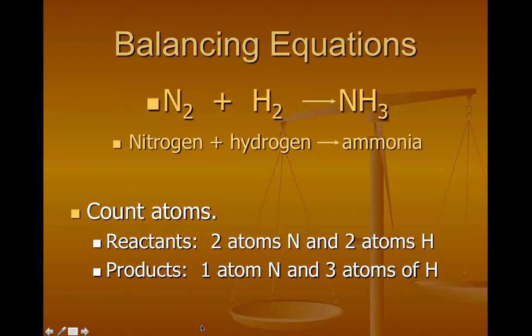Okay, let's look at this one. Nitrogen plus hydrogen yields ammonia. We're going to count the atoms. So we've got 2 atoms of nitrogen here, 2 atoms of hydrogen here, but over here on the product side, we only have 1 atom of nitrogen and 3 atoms of hydrogen.